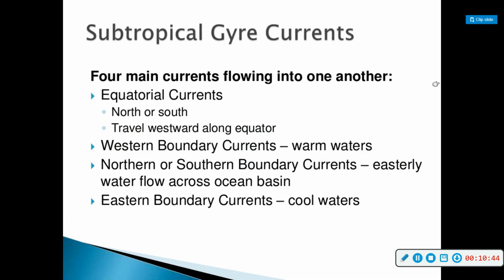Four main currents flow into one another. You have your equatorial currents, north or south. They travel westward along the equator. Western boundary currents are warm waters. Northern or southern boundary currents carry easterly water flow across the ocean basin. And you have eastern boundary currents, which are cool waters.